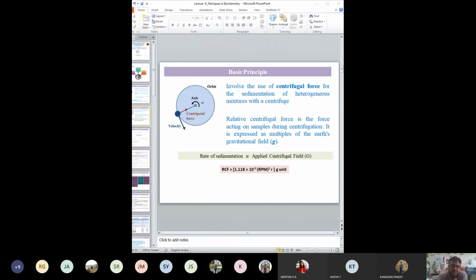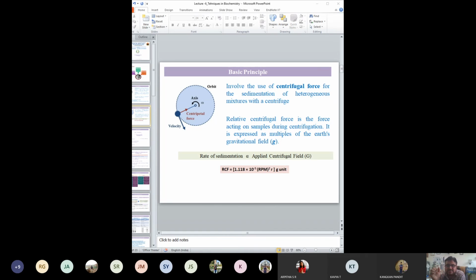If you see the next sentence where I have written a correlation, the rate of sedimentation is directly proportional to the applied centrifugal field. Rate of sedimentation is directly proportional to RCF. RCF is relative centrifugal force, and the equation which expresses this RCF has been derived from different calculations which I have not accounted for here.